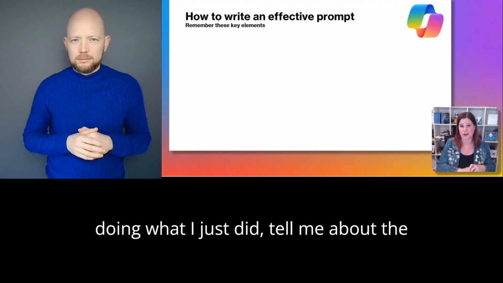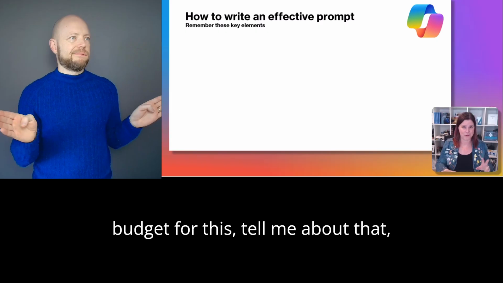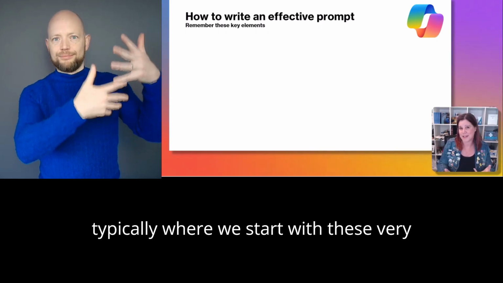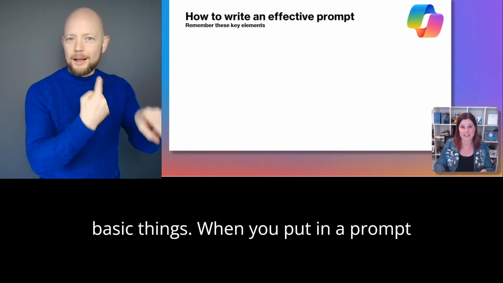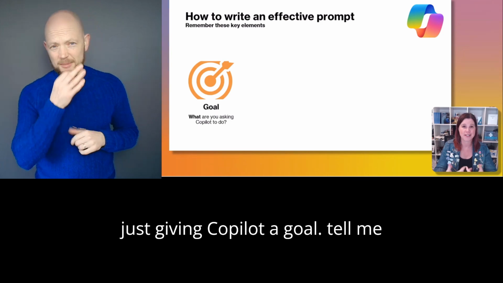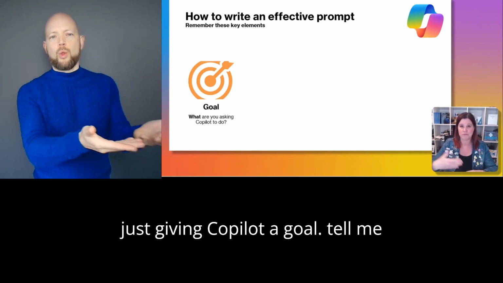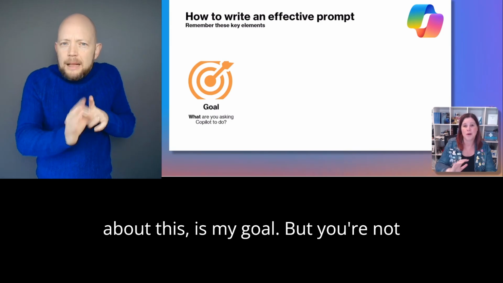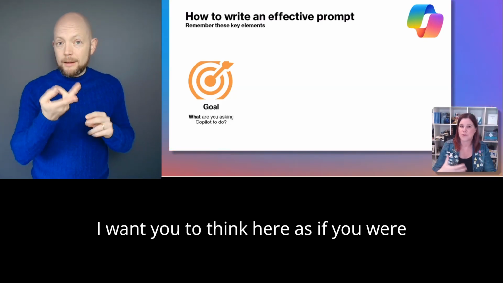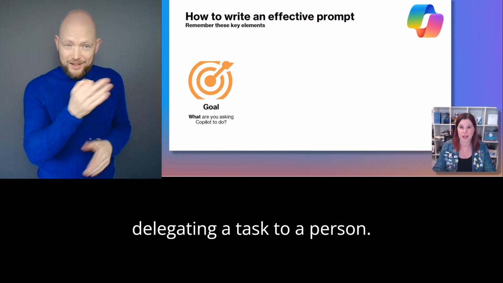So rather than doing what I just did, tell me about the budget for this, tell me about that, summarize this, find that, which is typically where we start with these very basic things. When you put in a prompt that reads like that, you are essentially just giving Copilot a goal. Tell me about this. This is my goal. But you're not giving it anything else to work with.